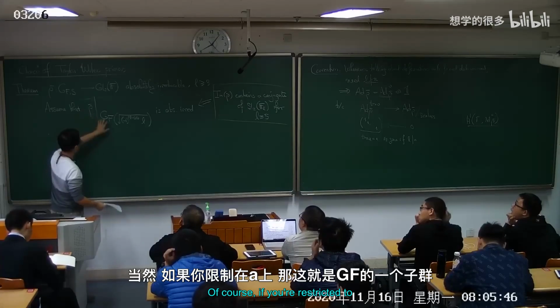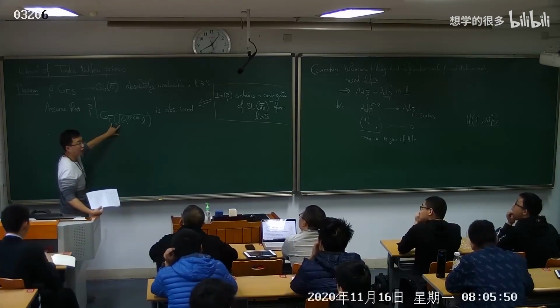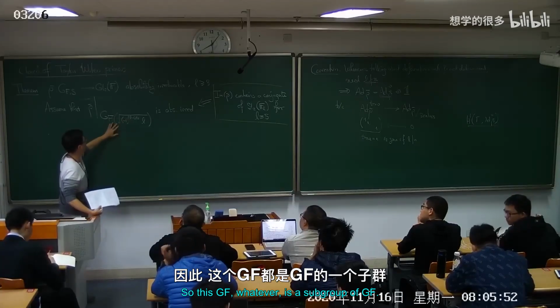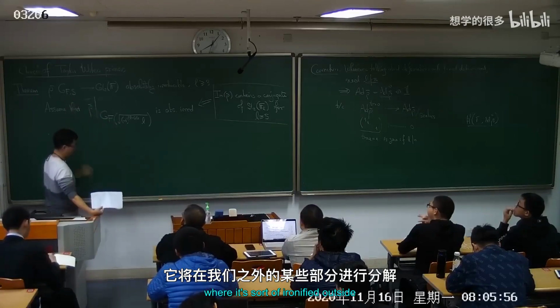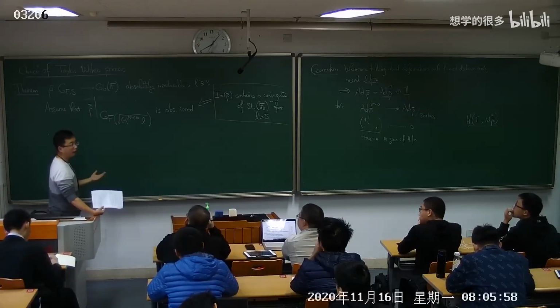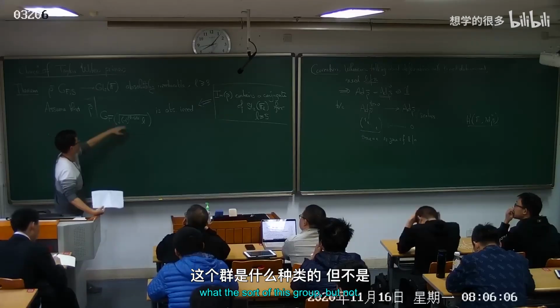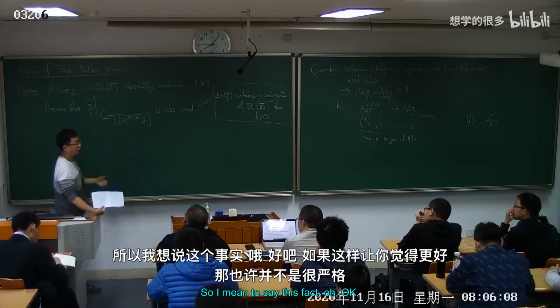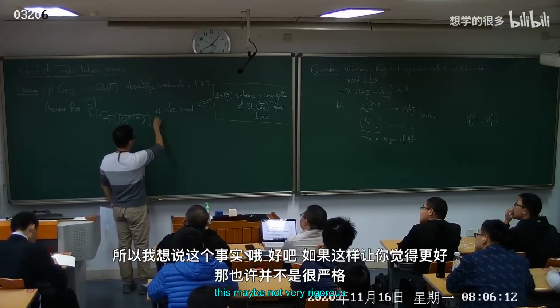Of course, if you're restricted to this, it is a subgroup of GF. This is an extension of F, so this GF, whatever, is a subgroup of GF. It will factor through the parts where it's unramified outside of S. But still, whether it is absolutely irreducible or not depends only on this group. So I mean to say this fact. Maybe not very rigorous.